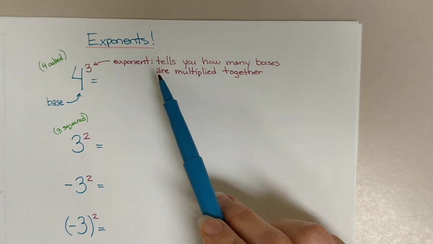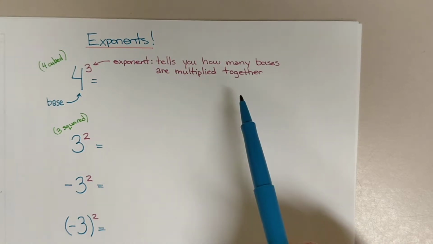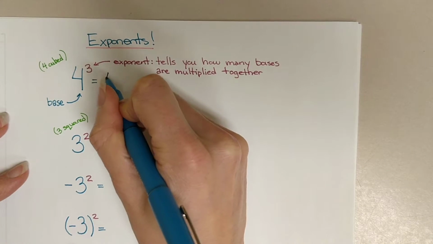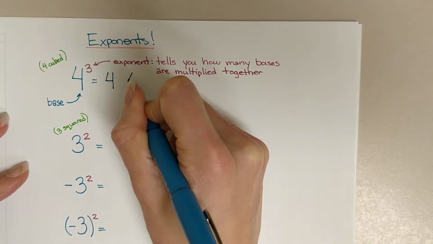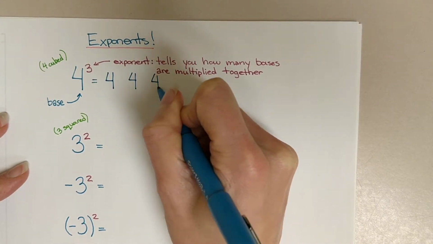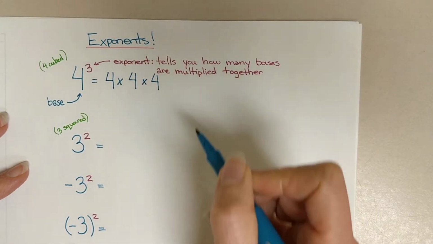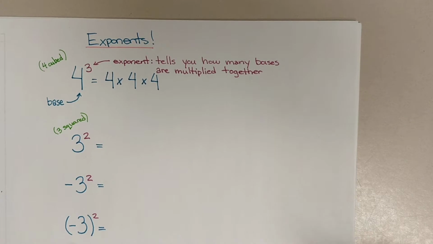And that exponent tells you how many bases are multiplied together. So if we were to write this out, we would write 3 bases. We write our base 3 times, because that's our exponent, and we multiply them together. And then you would find your answer.